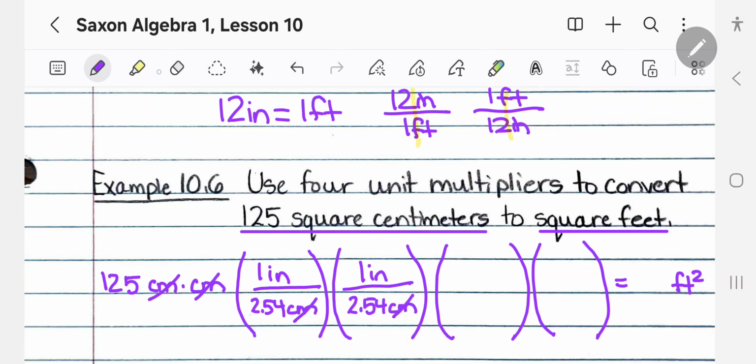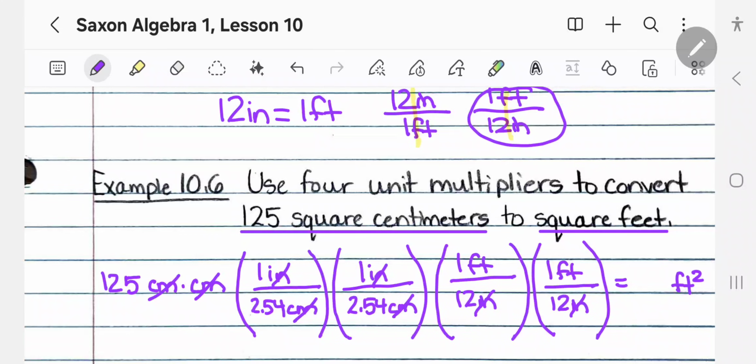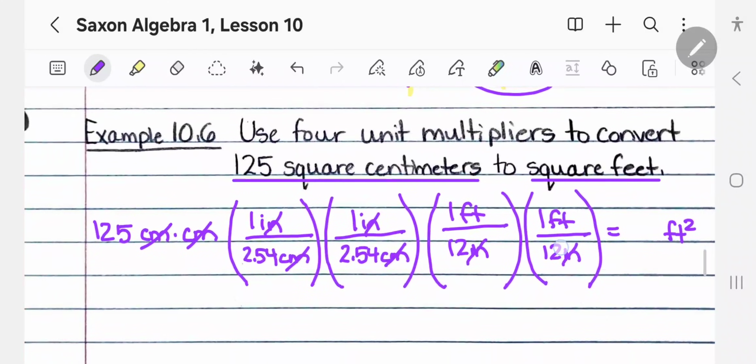How do I know which one I want? Well, I need to cancel these inches, so I really need inches down here. So let's find the one that has inches down there. That would be this one. So let's do 1 foot over 12 inches. 1 foot over 12 inches. Now we can cancel an inch with an inch and an inch with an inch. And if you check your units, you've got feet times feet, which is going to be square feet.